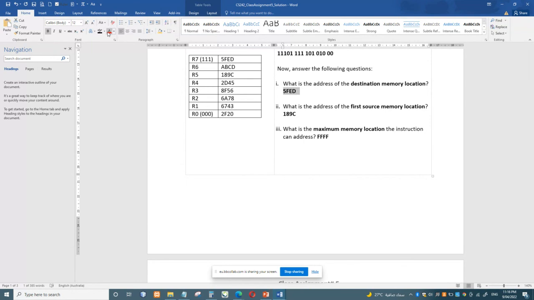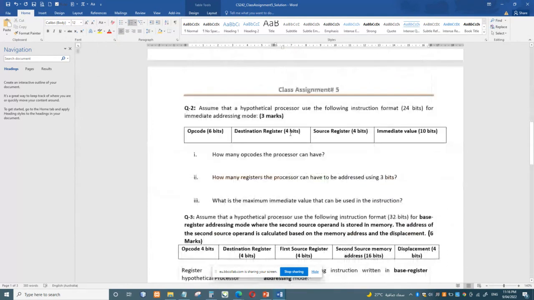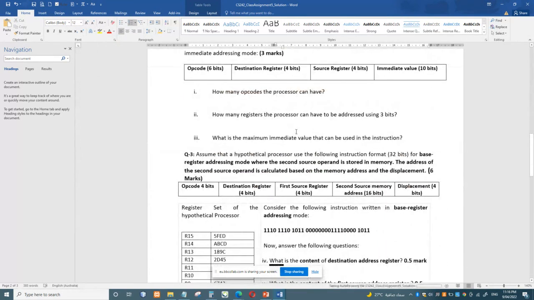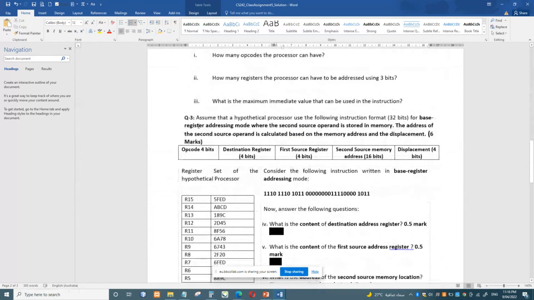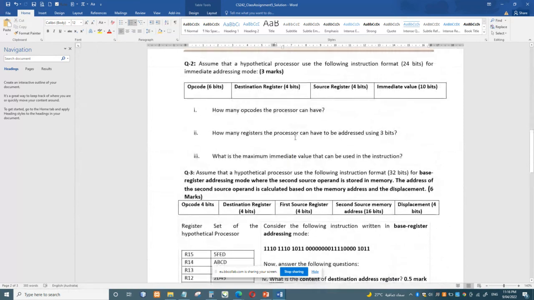Yes, Doctor, it's clear. Okay, first I will use question number 3, because I have already done this one with you in the preparation for your midterm exam, I think. Assume that a hypothetical processor uses the following instruction format: 24 bits for immediate addressing mode. This is a very simple one.